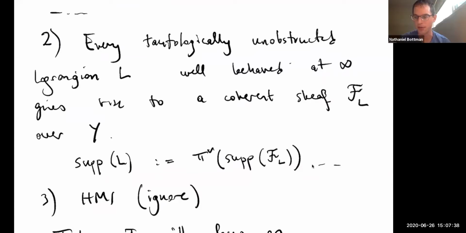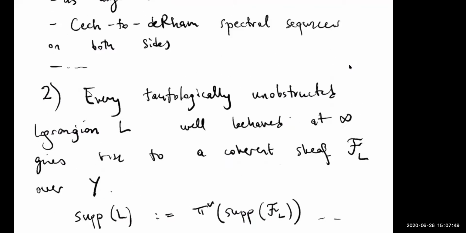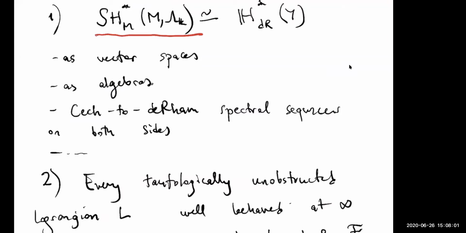And Umut, you have a question from Paul Seidel. Okay, I'm listening. Yeah, I'm slightly confused by this isomorphism as algebras. Yeah, as algebras. SH0, I should say. So okay, zero degree. Okay, all right. Okay, thank you.